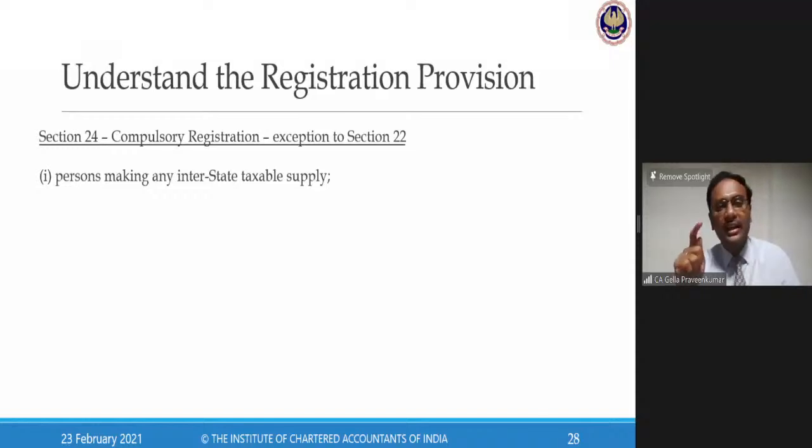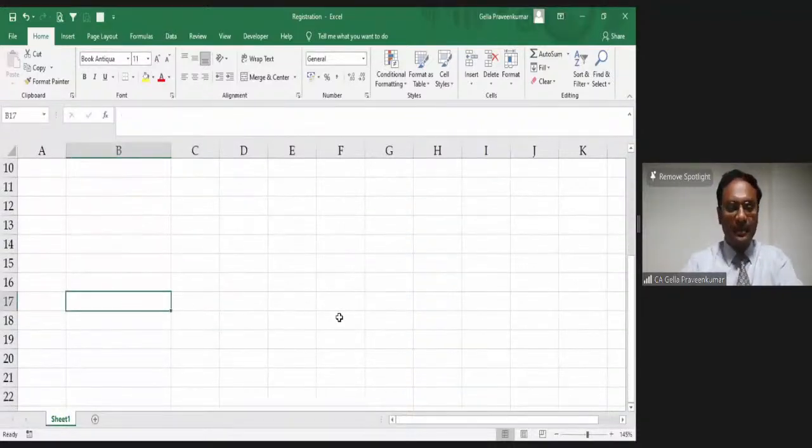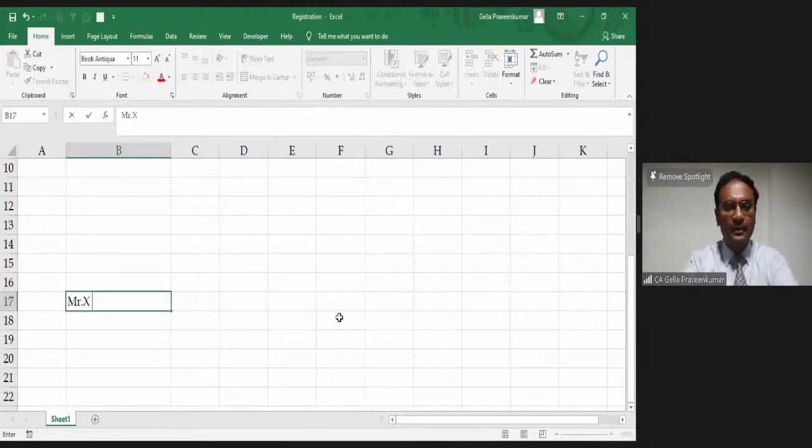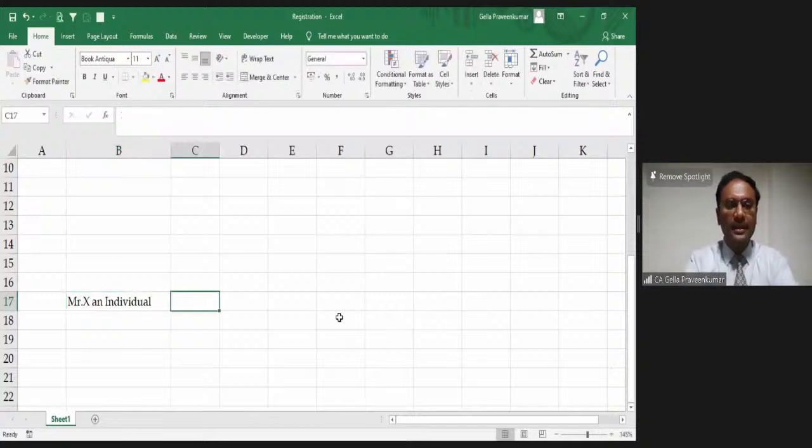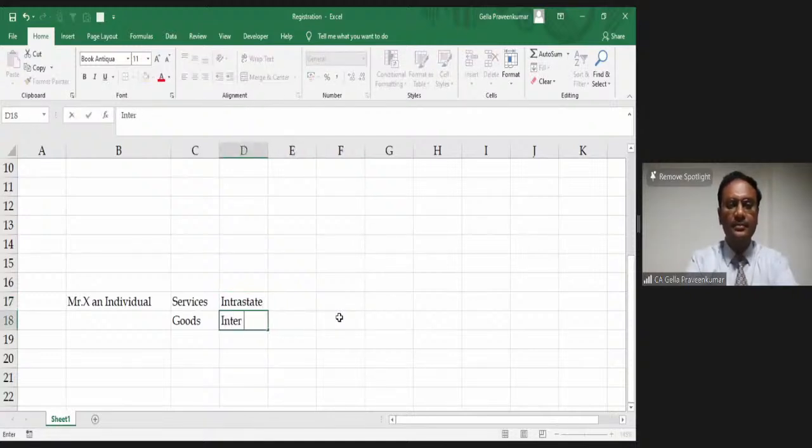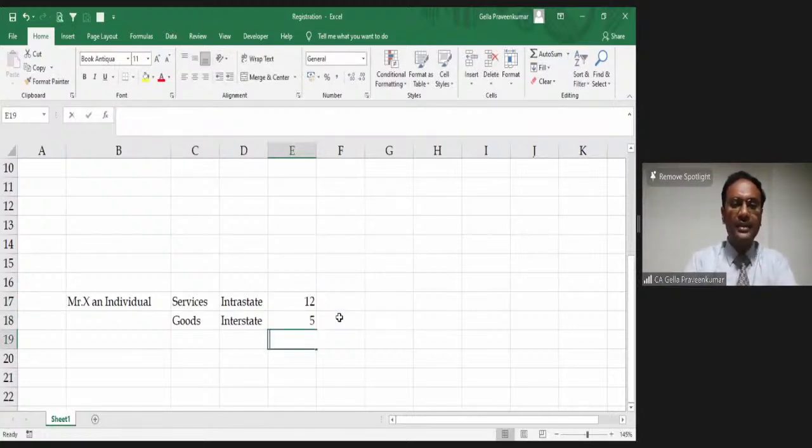I'll give you an example to understand in a better way. I'll share my Excel file for brevity purpose. Mr. X, an individual, this gentleman is rendering services, and is rendering supply of goods also. Services intrastate, goods interstate. Value say 12 lakhs and this is 5 lakhs. My total value of supply is 17 lakhs.